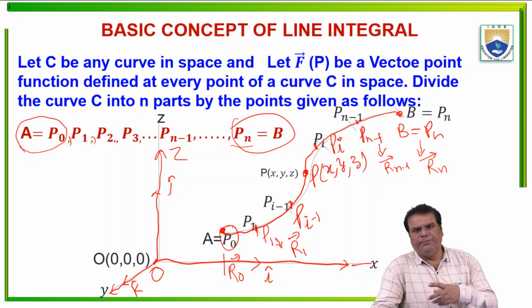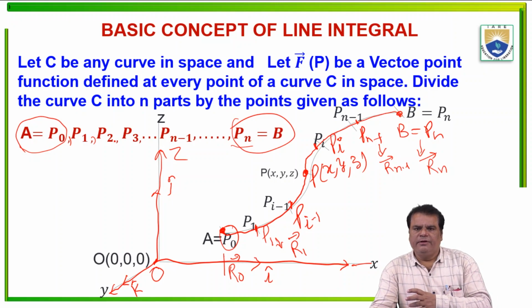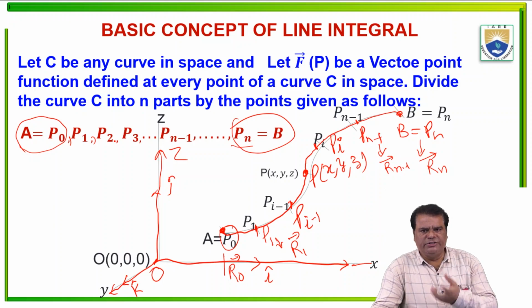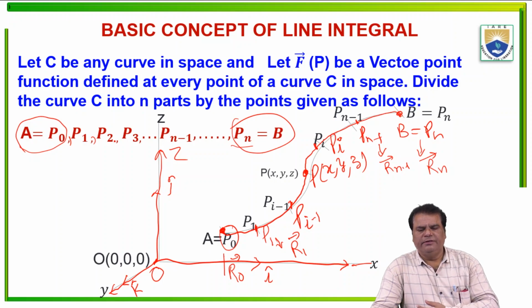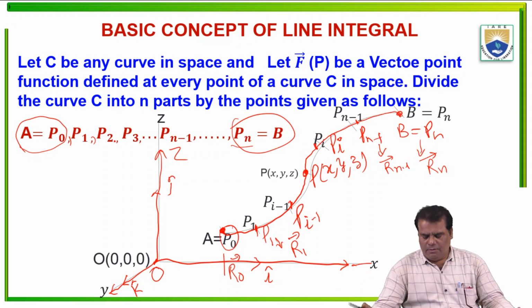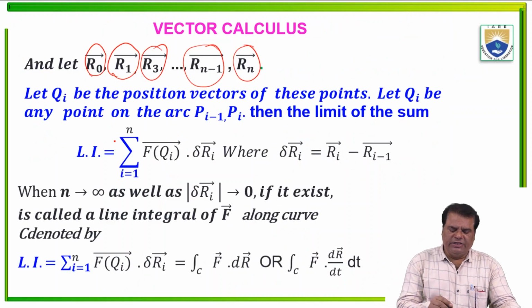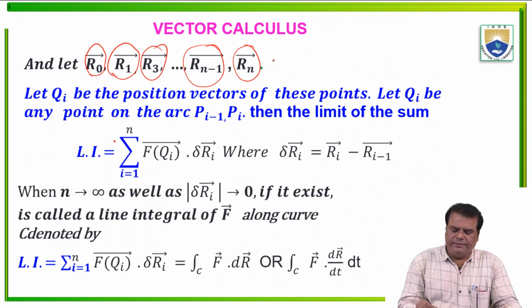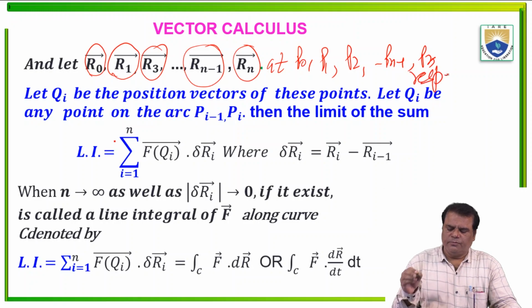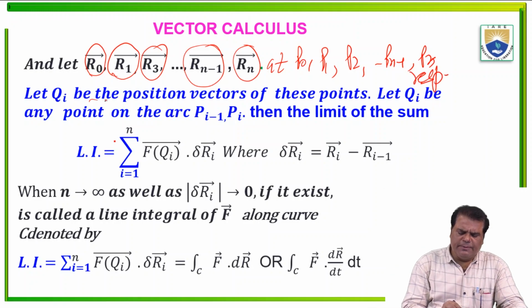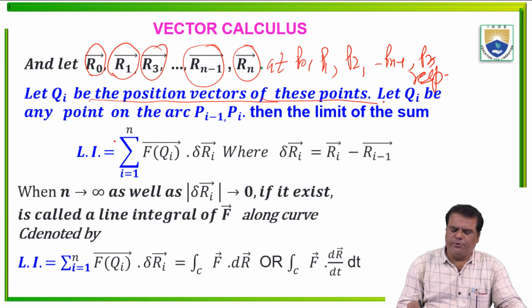At last, Pn is the last point on the curve, that is at B. So the value of the vector point function at point Pn is known as vector Rn. So here we define these are the function values at P0, P1, P2 and Pn minus 1, Pn respectively. Okay.